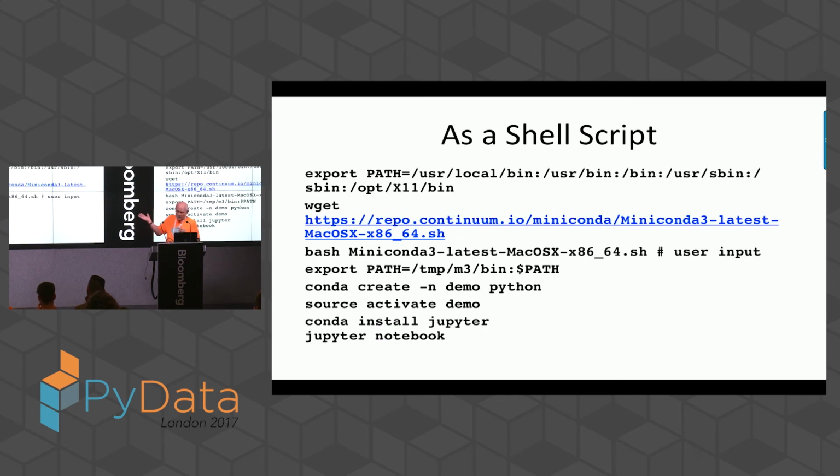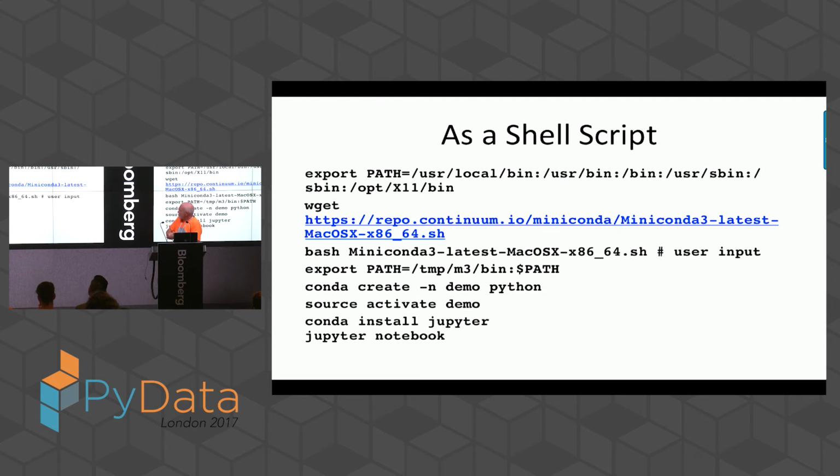So this is what it looks like as a script. Basically, I set the path. I then do a wget of the file. I then run that file, and you've specifically got to use the bash shell there, so that's very important. Once you've done that, basically you've installed conda, so you have to make sure that the newly installed system is on the path.